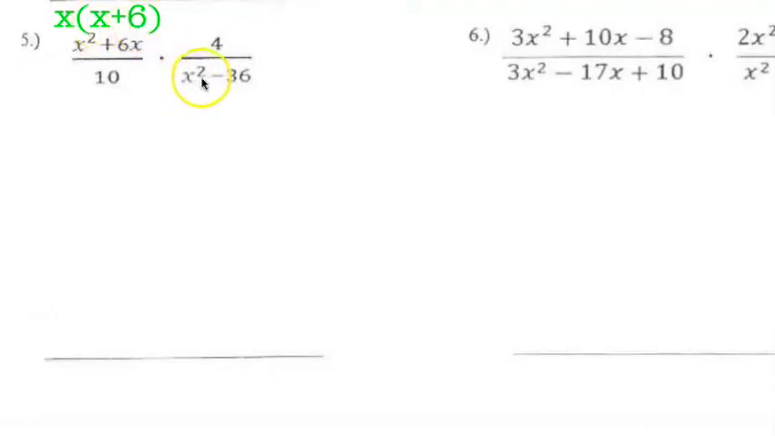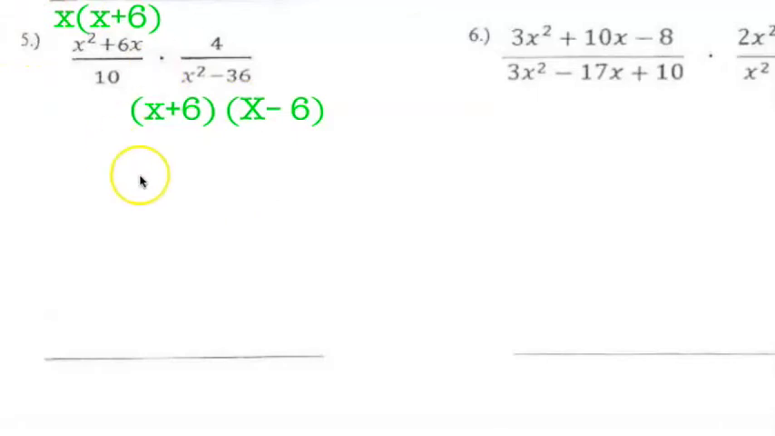Now down here you notice that we have no middle term, so we're going to probably have a number here that multiplies by itself to make 36. Do you remember what that is? Yep, that's 6 and 6. Since there's no middle term, one of the 6's has got to be a plus and one of them's got to be a minus.